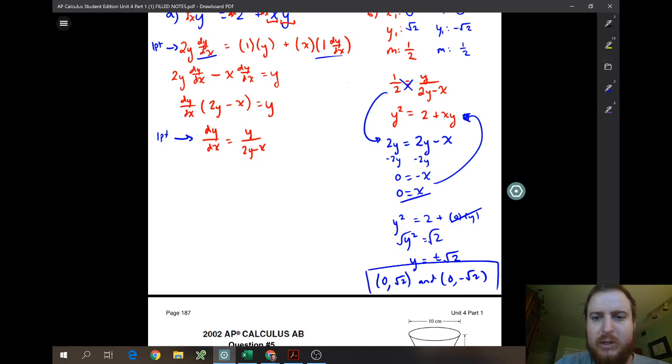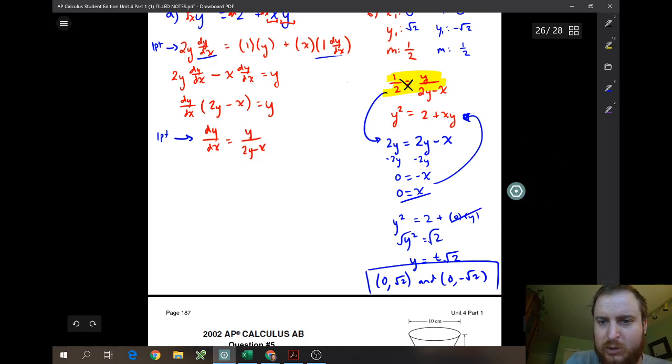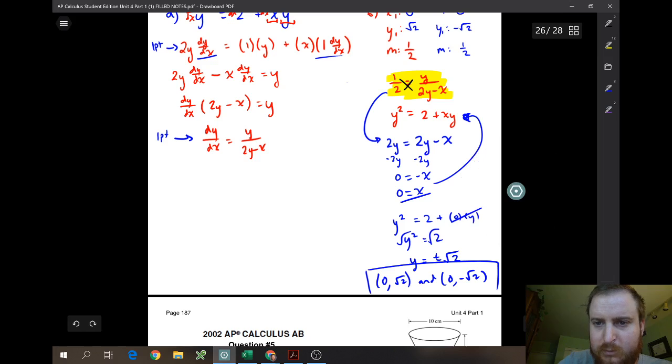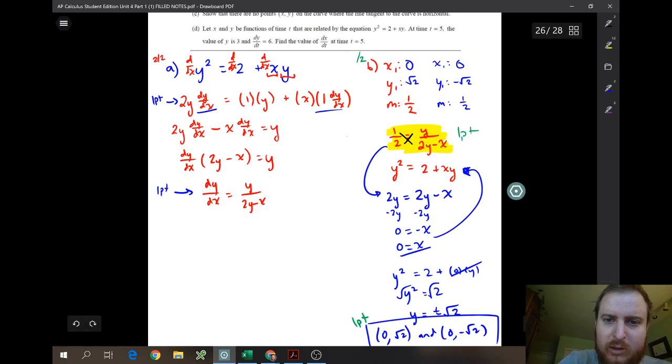So in this case, we got 1 point for this line up here where we set 1/2 equal to y over 2y minus x. That was worth 1 point. And then the second point was for the answer. And you needed both of them. If you didn't have the negative, you're not going to get that point. So again, you'll grade yourself out of 2. This would be a 2 out of 2 if you had all that work.